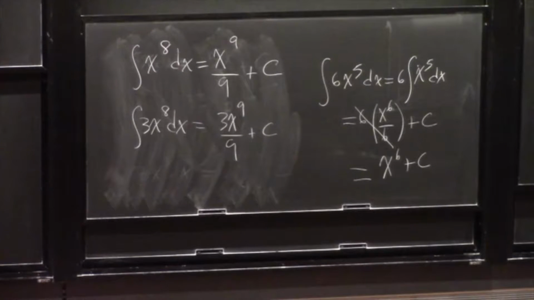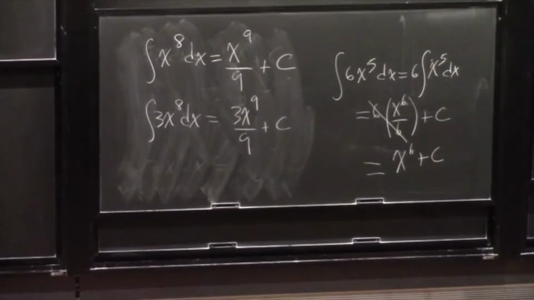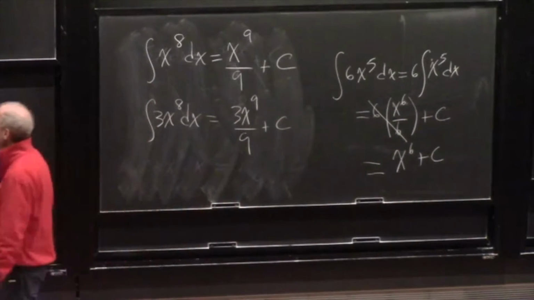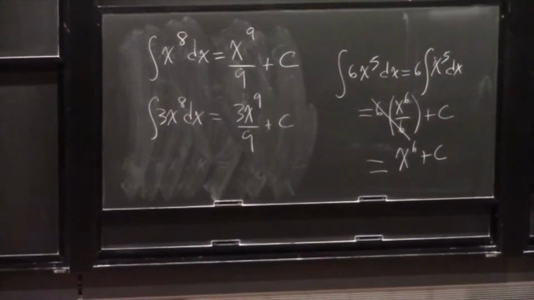How do we feel about these so far? It's not very hard, right? You literally just add 1 to the power, divide by the new power. Of course, we could make a chain of these.